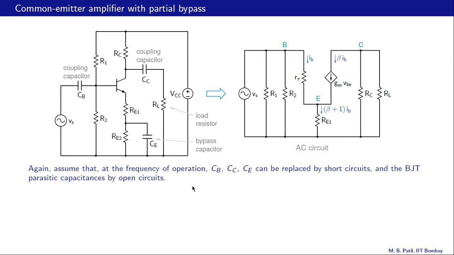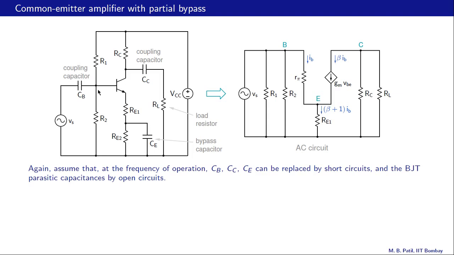Let us now get the gain of the common emitter amplifier with partial bypass. And to do that, we first need to get the AC circuit. So we begin by assuming that at the frequency of operation, the large capacitances CB, CC and CE can be replaced by short circuits, as we did in the common emitter amplifier case. And the small capacitances, the BJT parasitic capacitances, C pi and C mu, by open circuits.